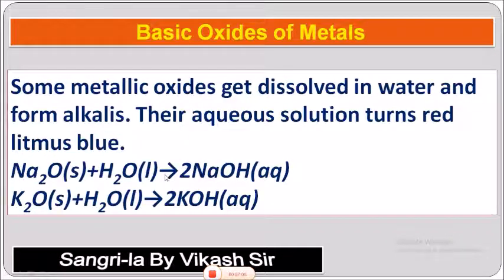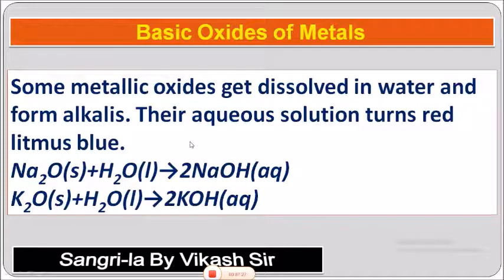Now we will study about the basic oxides of metals. Some metallic oxides get dissolved in water and form alkali. For example, you are seeing sodium oxide reacting with water and forming alkali, NaOH, a basic base. These are the alkalis, and their aqueous solution turns red litmus to blue.